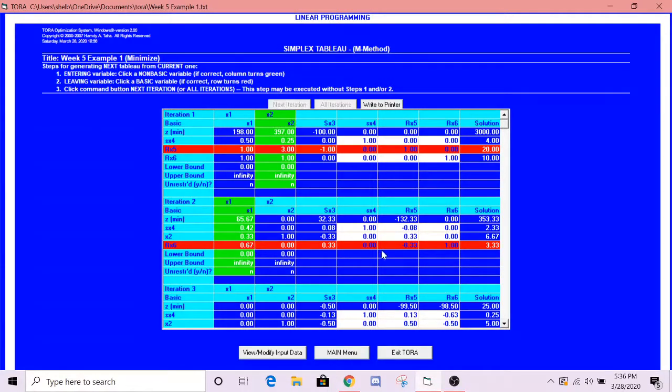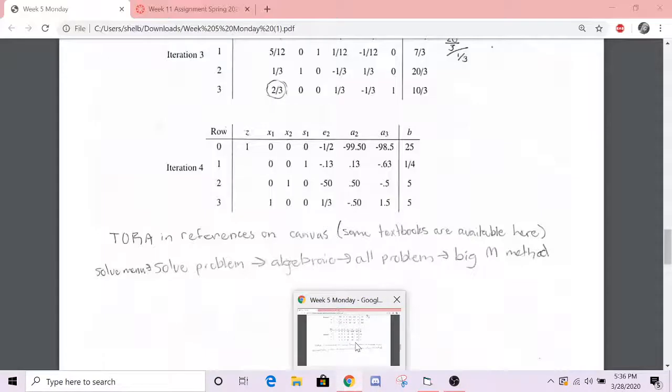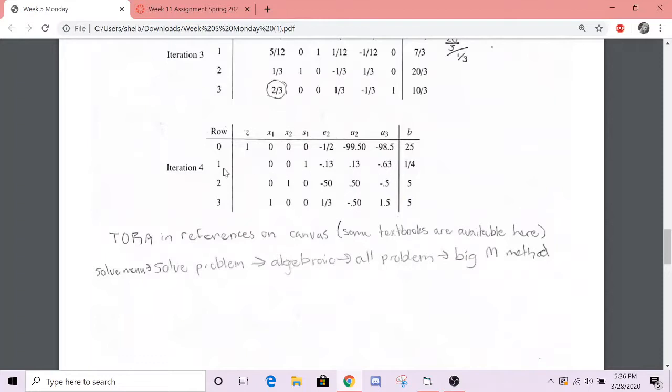And then it gives us our final solution in iteration 3 on here, saying that z is equal to 25 when x2 is 5, x1 is 5, and sx4, which was our s1, I believe, is 0.25. Right? Yes, our s1 was 0.25.